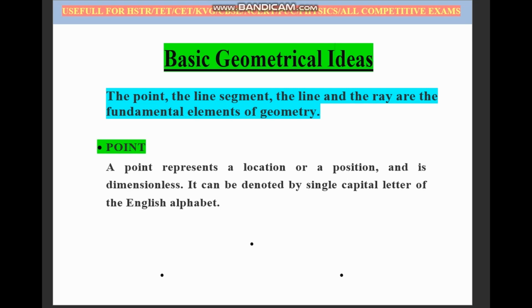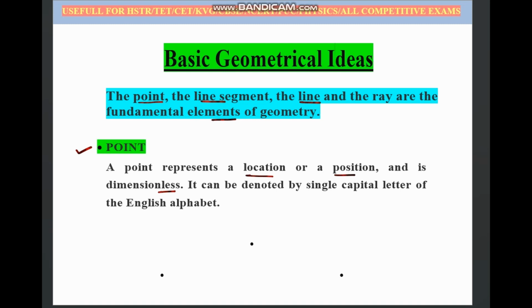Basic geometrical ideas include a point, line, ray, and other fundamental elements of geometry. So first we will see what is the meaning of a point. A point represents a location or a position and it is dimensionless. This is very important. It can be denoted by a single capital letter.